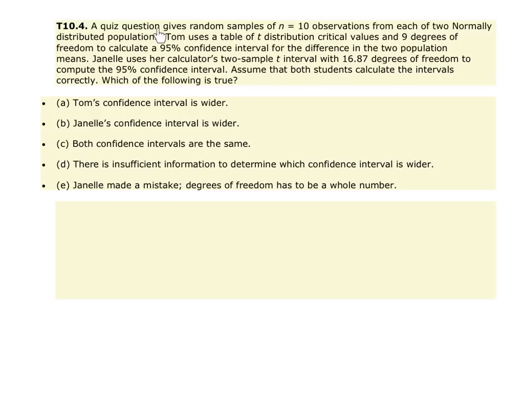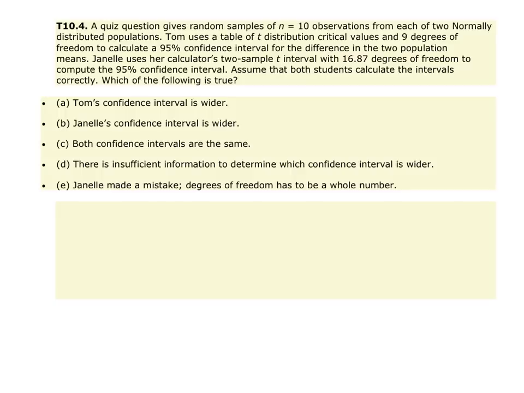Question 4, a quiz question, gives random samples of size 10 observations from each of two normally distributed populations. Tom uses a table of t distribution critical values and 9 degrees of freedom to calculate a 95% confidence interval for the difference in the two population means. Janelle uses her calculator's two-sample t-interval with 16.87 degrees of freedom to compute the 95% confidence interval. Assume both students calculate the intervals correctly. Which of the following would be true?